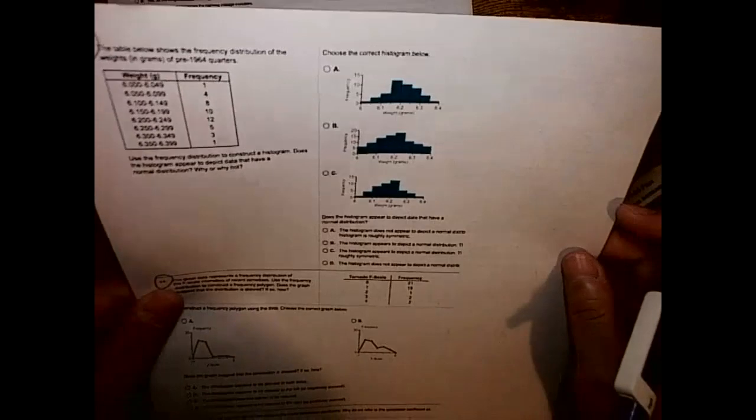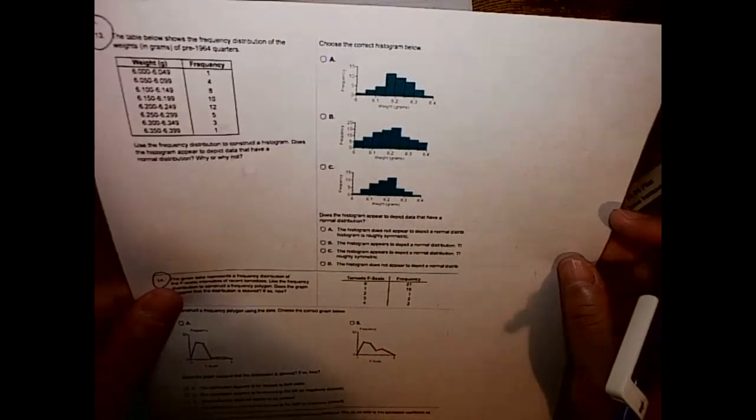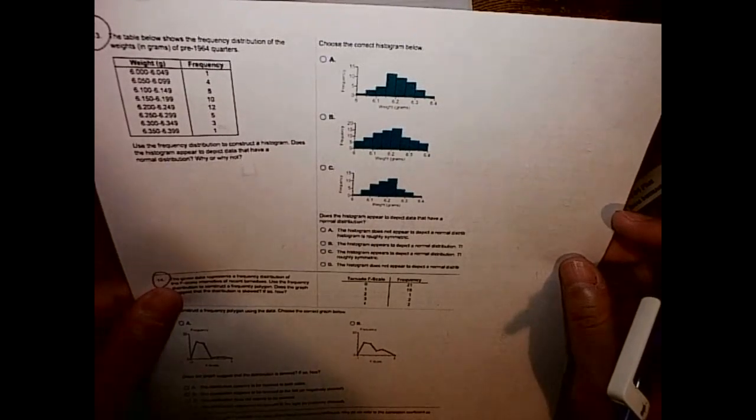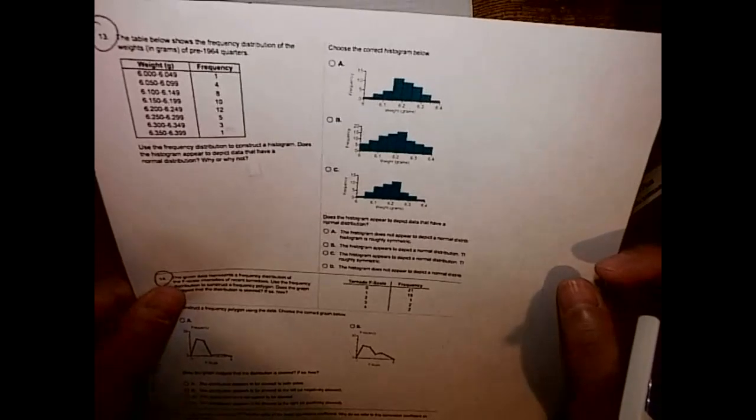Number 13. Let's see what's going on in this question. We are given a grouped frequency distribution table. The table below shows the frequency distribution of the weights of pre-1964 quarters. Use the frequency distribution to construct a histogram. Does the histogram appear to depict data that have a normal distribution? Why or why not? A few parts. Let's do one part at a time.